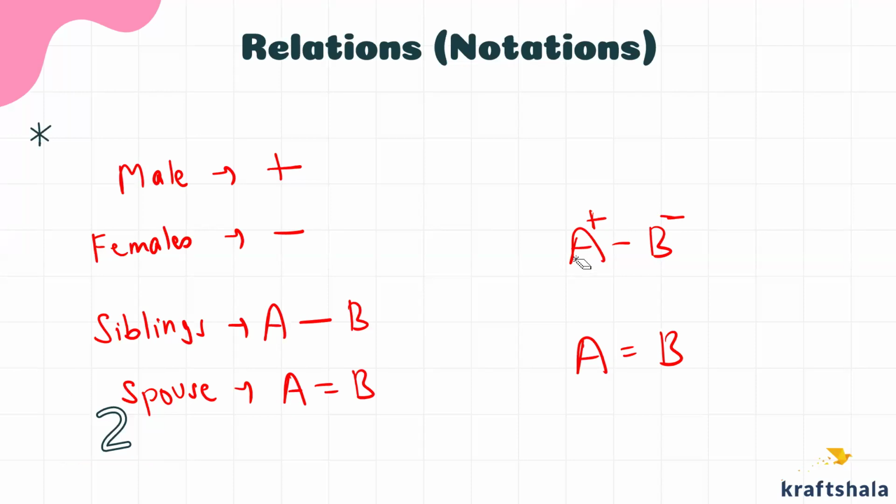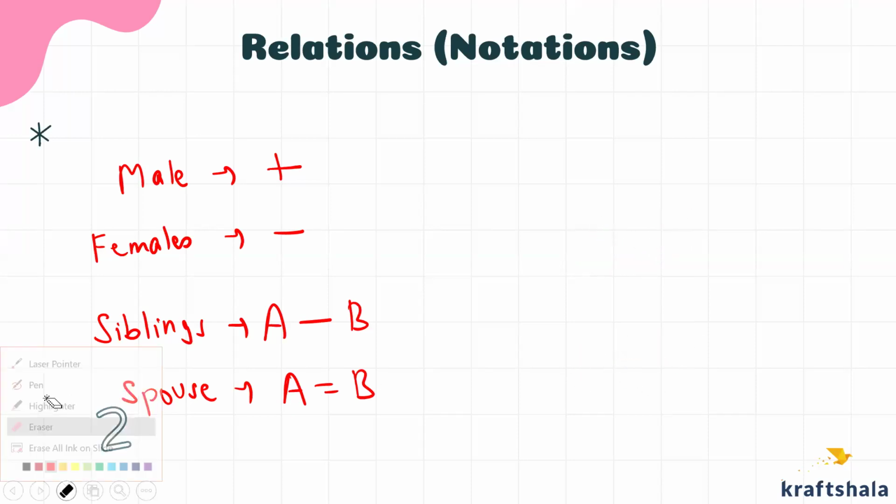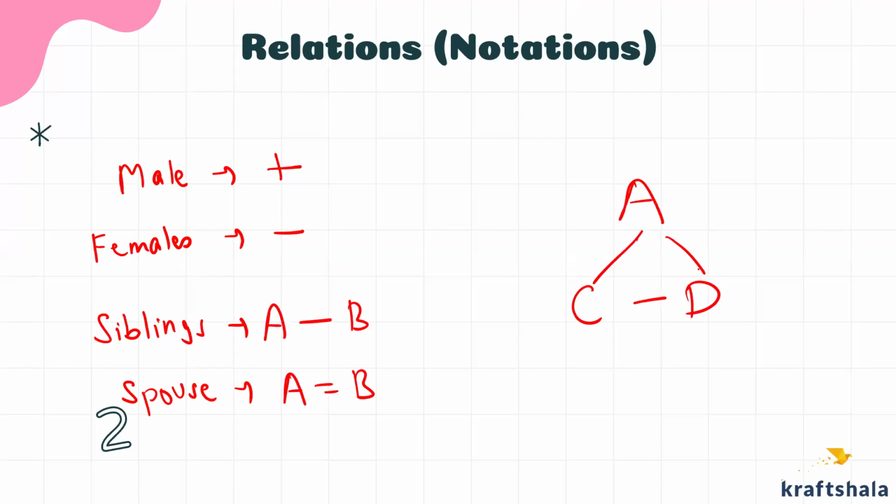And suppose I have something like this, that C and D are children of A. So I'll represent it something like this, which we always do. So C and D are children of A. That means this. Children, so I don't know the gender of C and D. Children of A, so I don't know the gender of A as well. Right? So this is one notation. You can note it down.